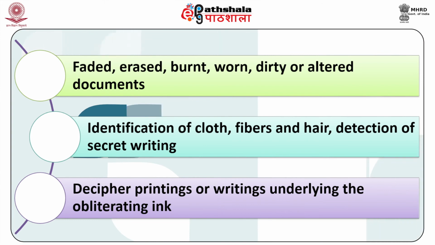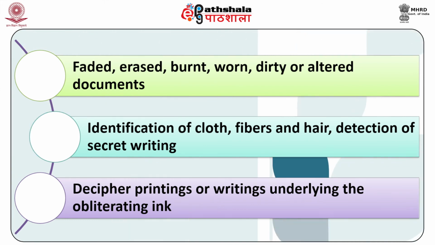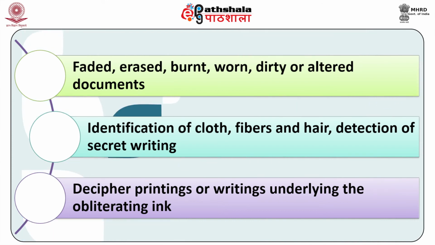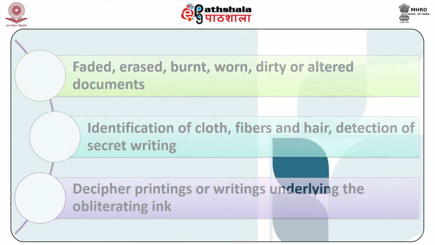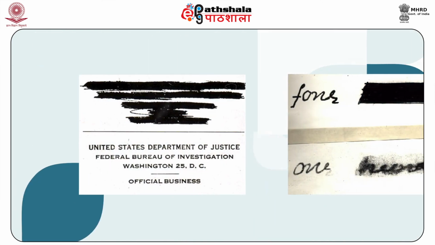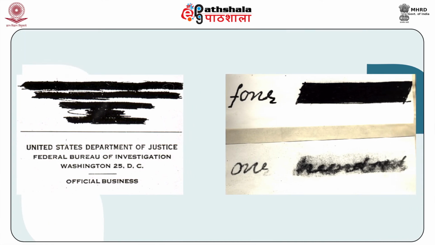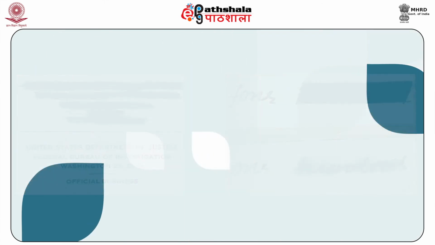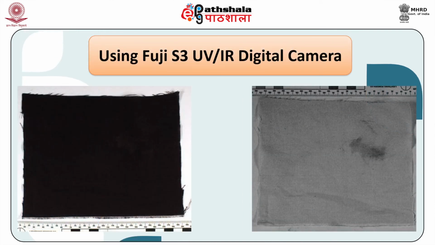Infrared can decipher printings or writings underlying the obliterating ink, which, although black to the naked eye in visible light, happens to be transparent to infrared. Then mechanical or chemical erasure can sometimes be determined even if overwritten, provided of course the overwriting is an ink transparent to infrared. The photograph at the left depicts black cotton fabric with a blood stain.